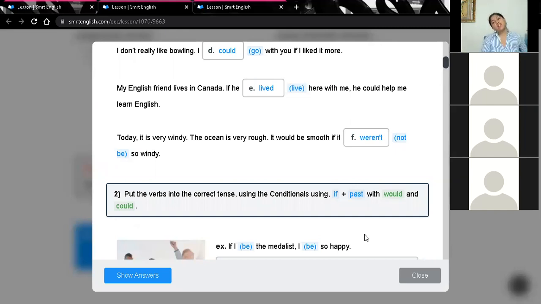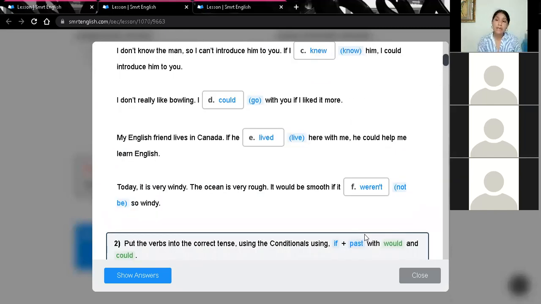Oh, by the way, I was going to tell you, when we're talking about imaginary situations, remember that if is used with the past tense, and in the other clause it's would or could with the base form of the verb. I cannot use would or could with if.